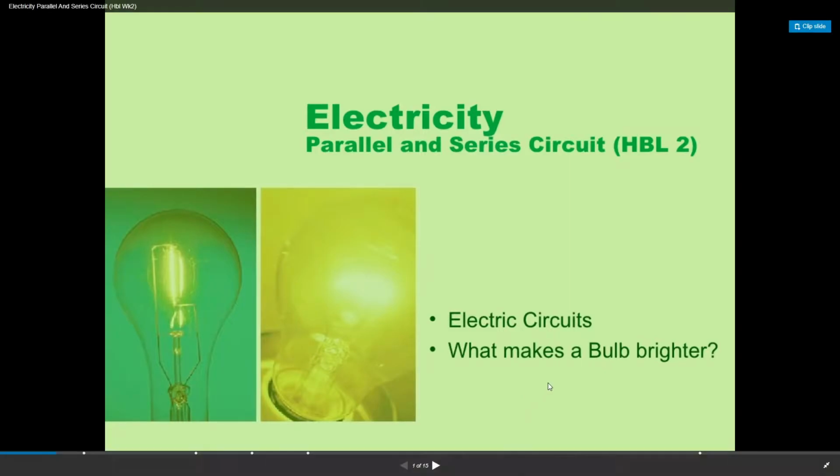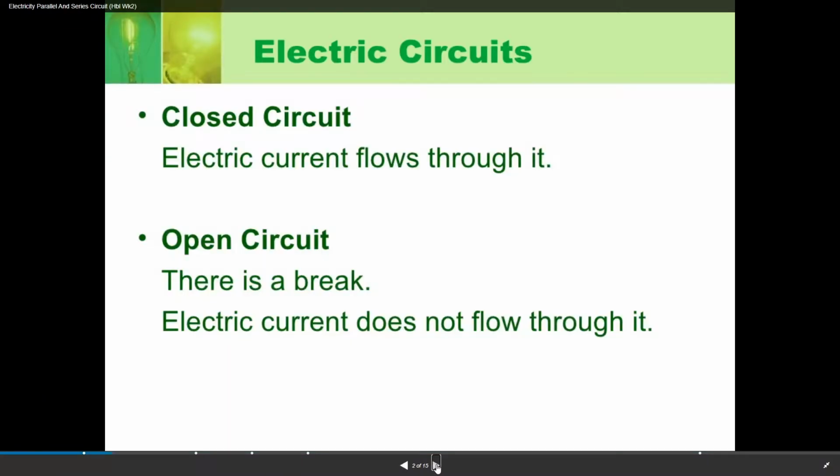So here we go with our presentation on electricity, parallel and series circuits. What makes light bulbs brighter? So the first two terms that you really need to know are closed circuits. Electric current can flow through a closed circuit. An open circuit means that there's some kind of break in the line or that a light bulb is burned out and the electrical current cannot flow through the circuit.